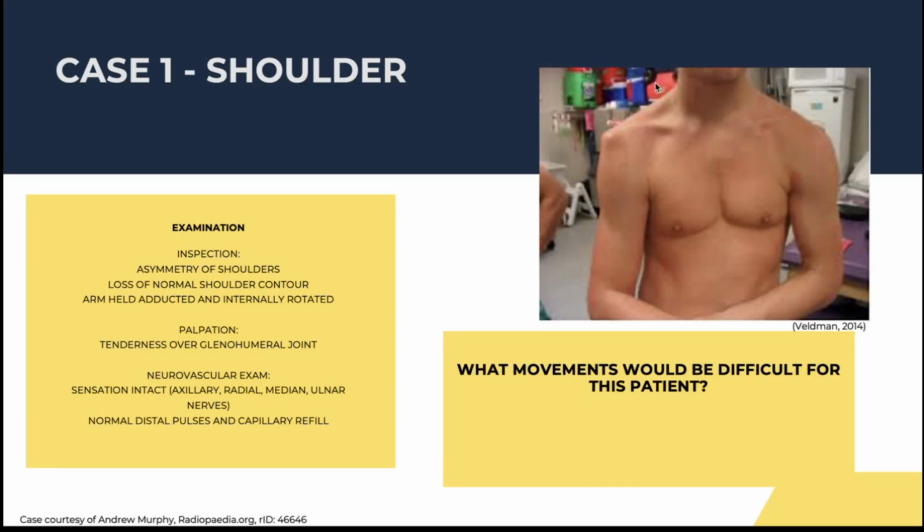So with that, does anybody have an idea of what movements might be difficult for the patient? You can either turn your mics on or you can answer in the chat, whatever you would rather. I'll give you a minute or two. I see Joanna is typing. Abduction of the arm. Yes, so severely reduced active and passive range of movement. Abduction and external rotation would be particularly limited. So yes, thank you, Joanna.